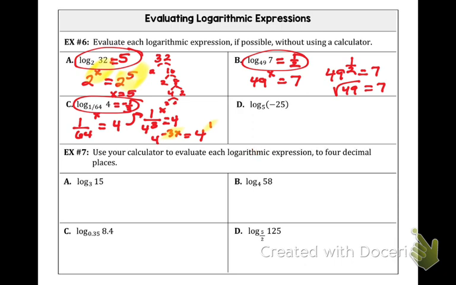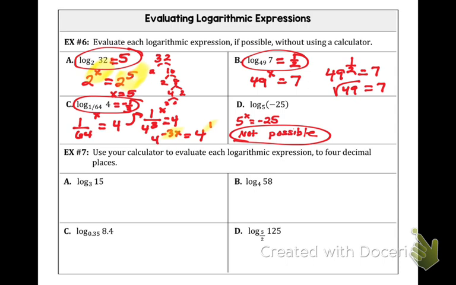For D, we're doing 5 to what power equals -25? Well, that's not possible, right? 5 squared is positive 25, but there's no way to get a -25, so not possible. But remember, we said we need to be in the positives.